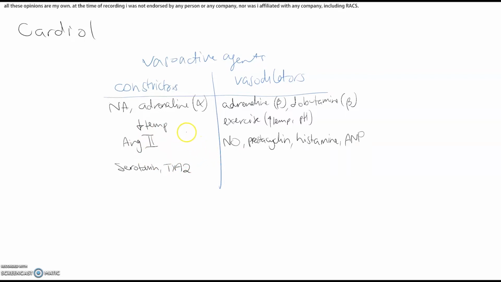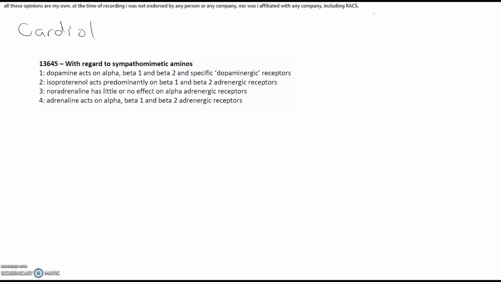Now, this is by no means an exhaustive list. There's a much larger table out there which has all the vasoactive agents, but these are the ones that you'll commonly come across in your GSSE questions. So remembering these is going to be quite useful for you. Moving on to some questions.